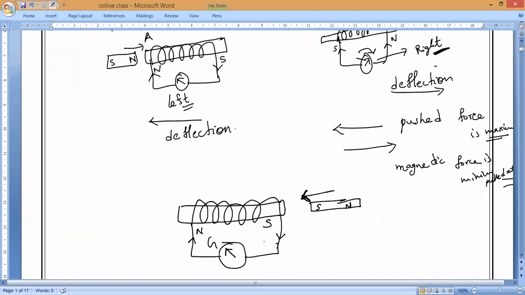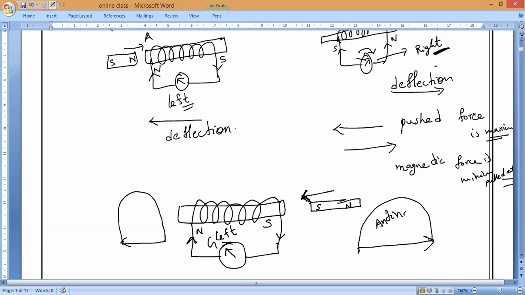Now the South Pole is going inside, so the deflection is towards the left. If the galvanometer is turning like this to the left side, the current is going this way, clockwise. If it is turning towards the right side, the current is going anti-clockwise. So this is the anti-clockwise direction, and this is the clockwise direction. Understand? So here, if the South Pole is pushed inside, the momentary deflection is to the left side, showing the clockwise direction.